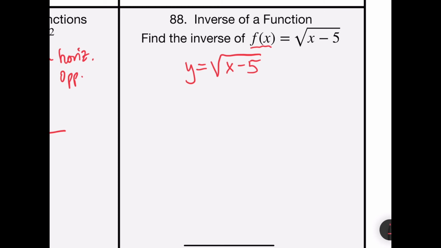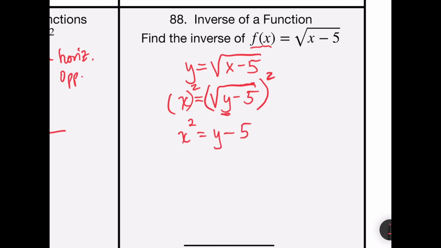So instead of saying y equals the square root of x minus 5, I would have x equals the square root of y minus 5. And now I just have to go through the process of solving for this y. So first I'm going to undo the square root by squaring the right side. If I square the right side, I also have to square the left side to keep the equation in balance. So x squared is just expressed as x squared. And remember, the square root and the square undo one another, and so I get y minus 5.